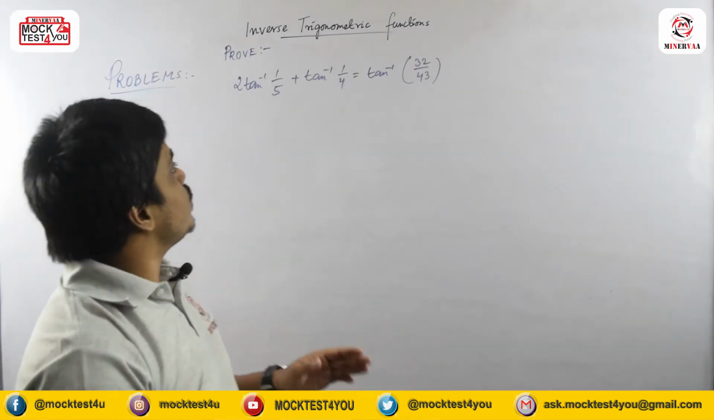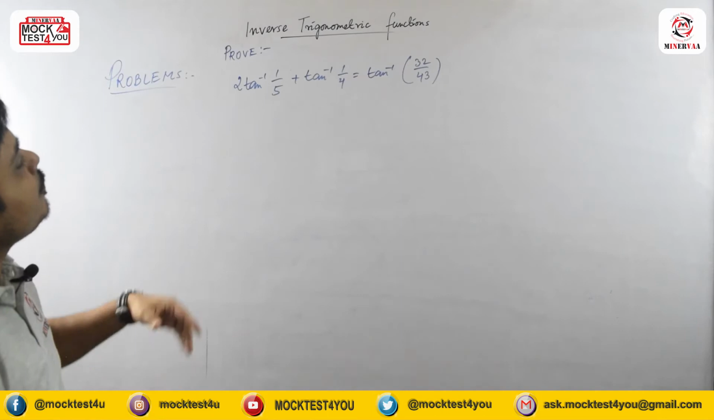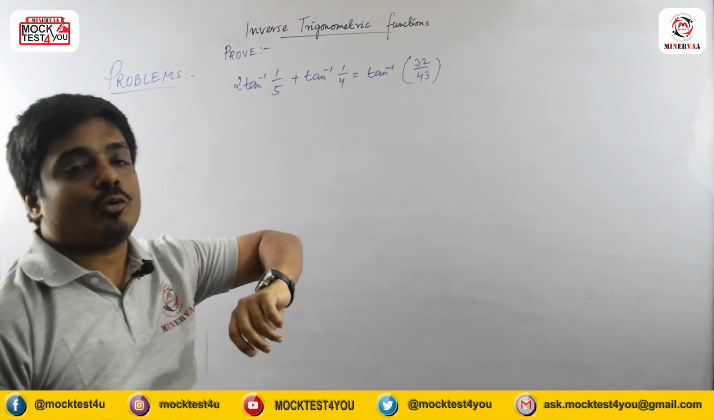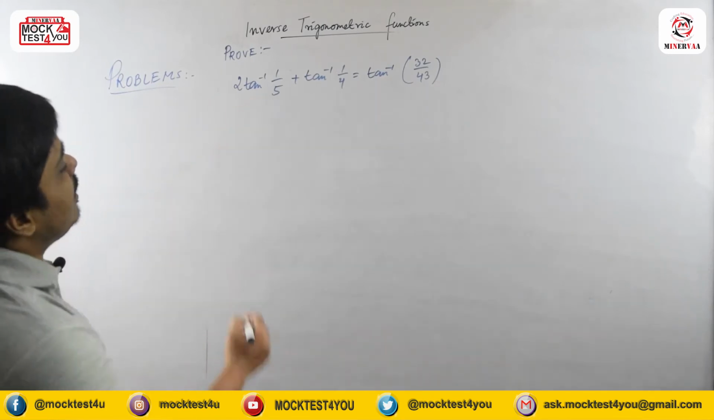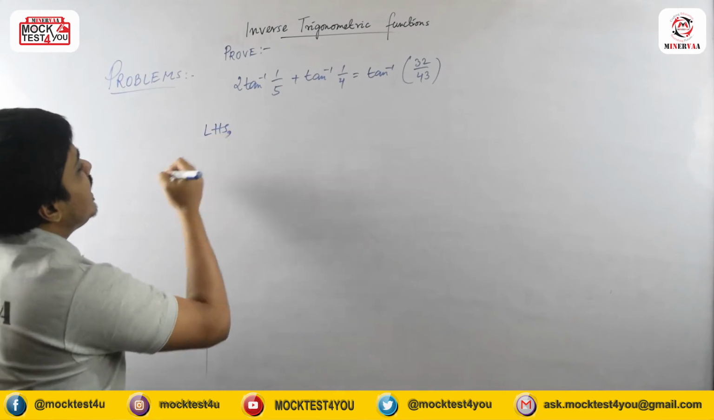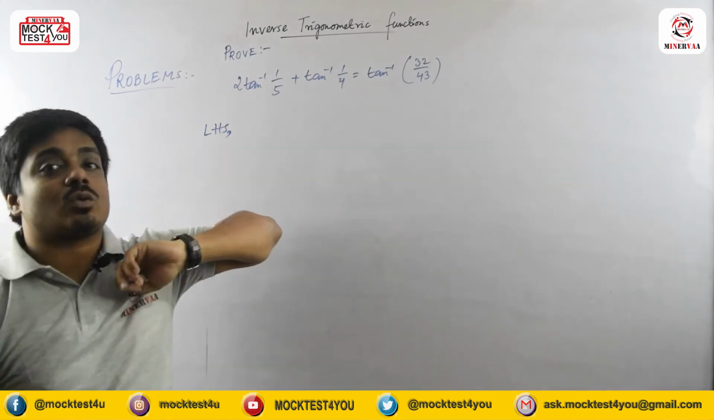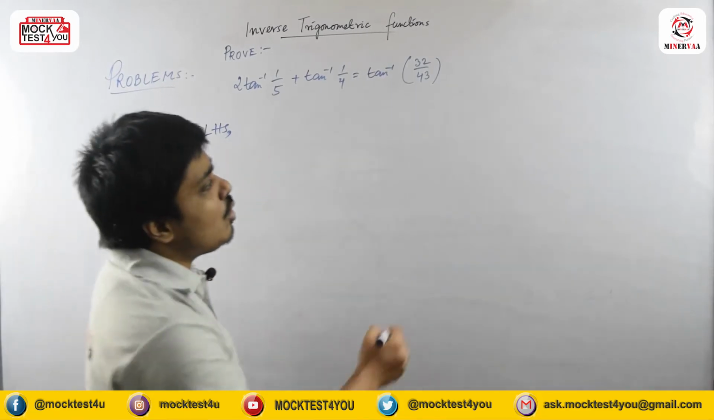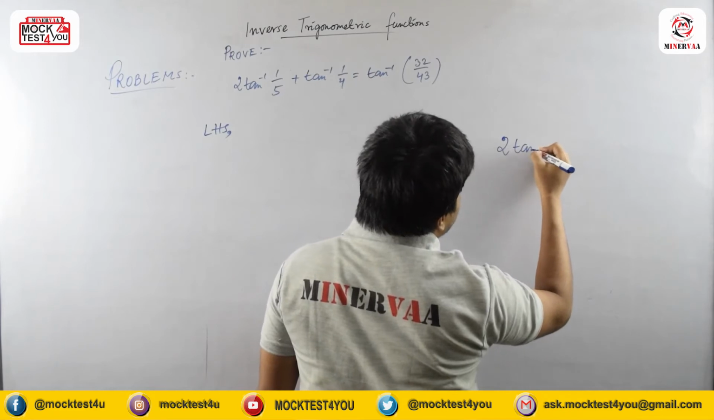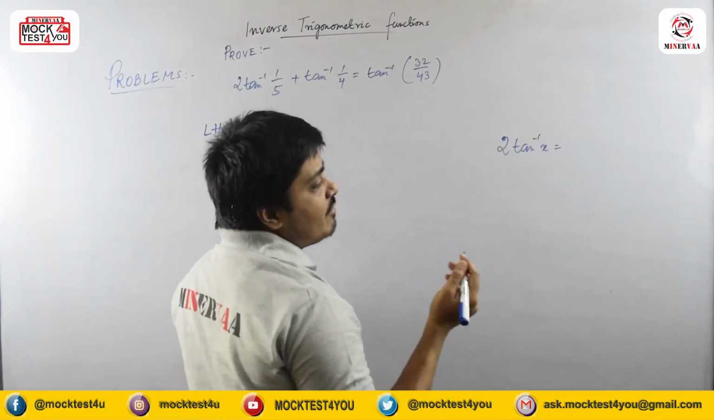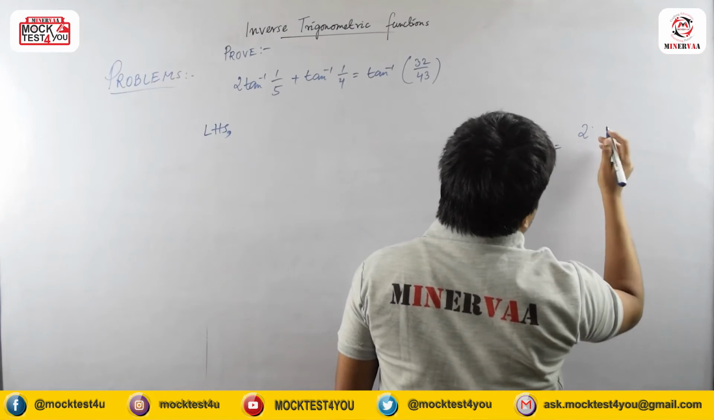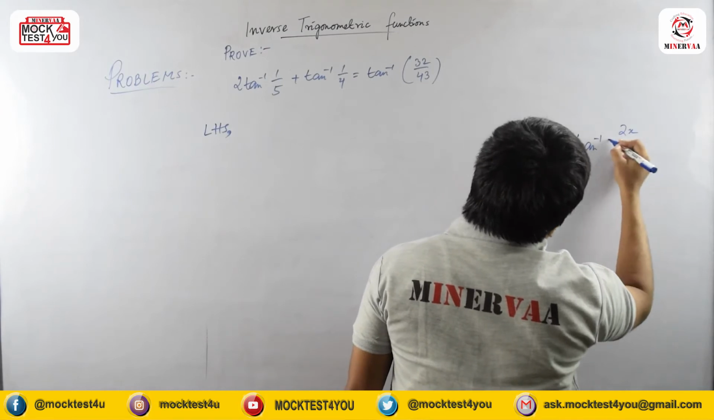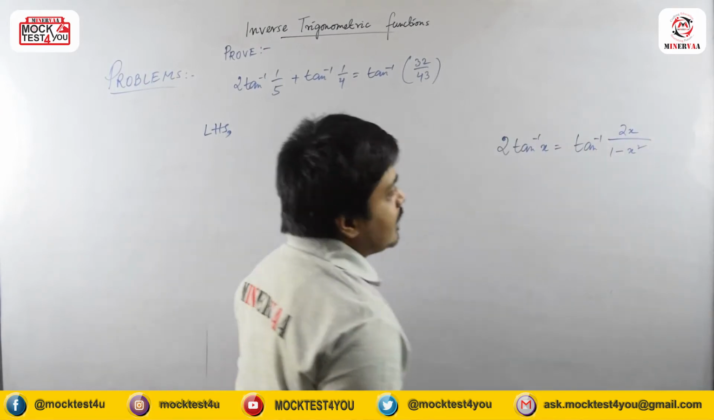So now let's do this one. What do we have in here? 2 tan inverse 1 by 5 plus tan inverse 1 by 4. You have to prove it equals tan inverse 32 by 43. Now if I look at the left hand side, we cannot apply tan inverse x plus tan inverse y here. Why? Because here we have 2 tan inverse x. So when we see 2 tan inverse x, obviously the formula comes out: 2 tan inverse x is tan inverse of 2x divided by 1 minus x squared.